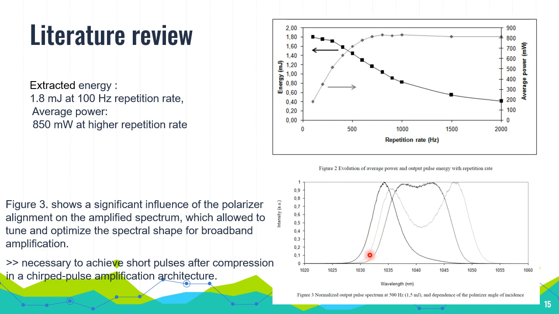And Figure 3 shows a significant influence of the polarizer alignment. So we can see 3 kinds of spectrum, and the camel-shaped one possesses a bandwidth of 16 nanometers. So theoretically, if your bandwidth is bigger, then after compression in chirped pulse amplification, you have a better quality of it. So they used this spectrum here.